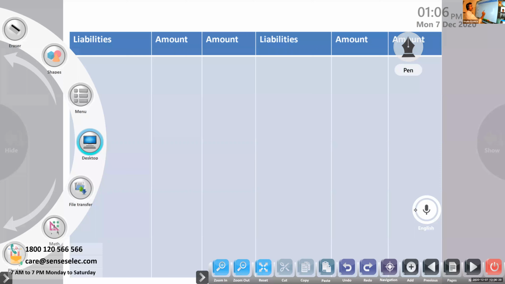Okay, so here closing capital, closing liability side is more. So total 1,50,000. Liability side 1 lakh. 1,50,000. So balancing figure you can write in the asset side.